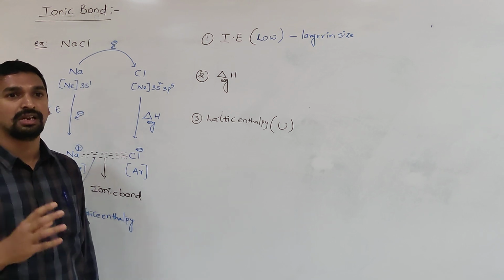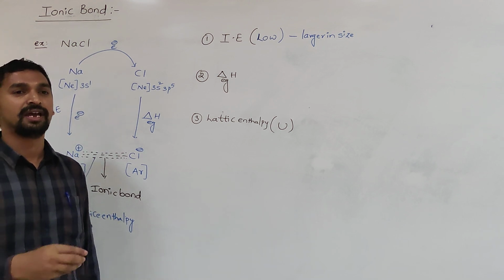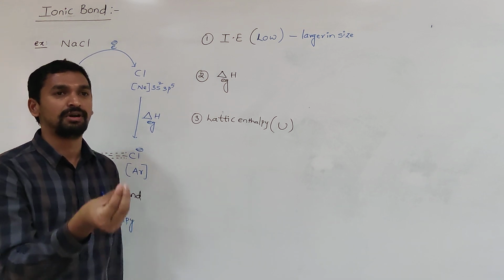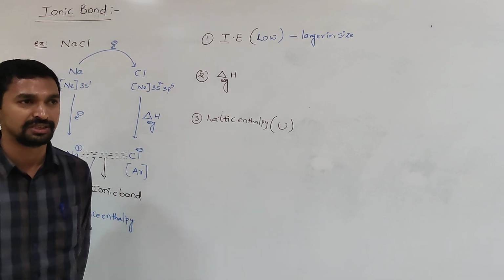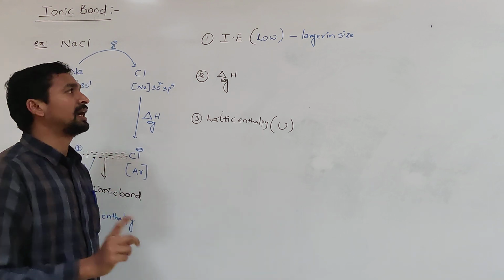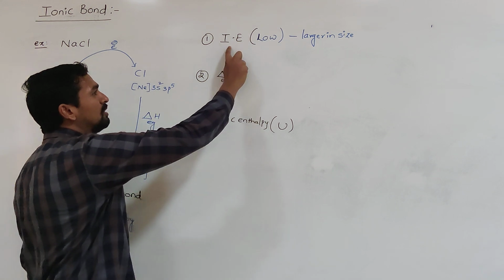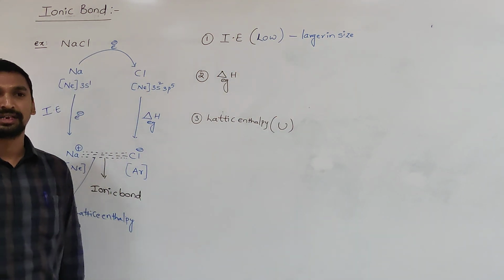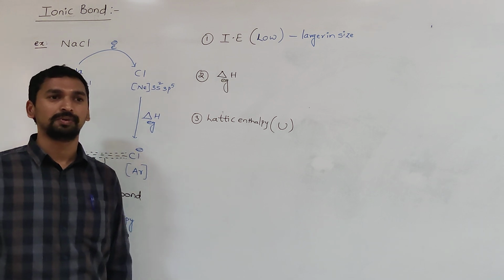That electron is loosely bound to the nucleus. That's why it is easy to remove the electron from the outermost shell by using a small amount of energy. That's why the atom which forms the cation should have low ionization enthalpy and be larger in size. Which are larger in size in the periodic table in each period?